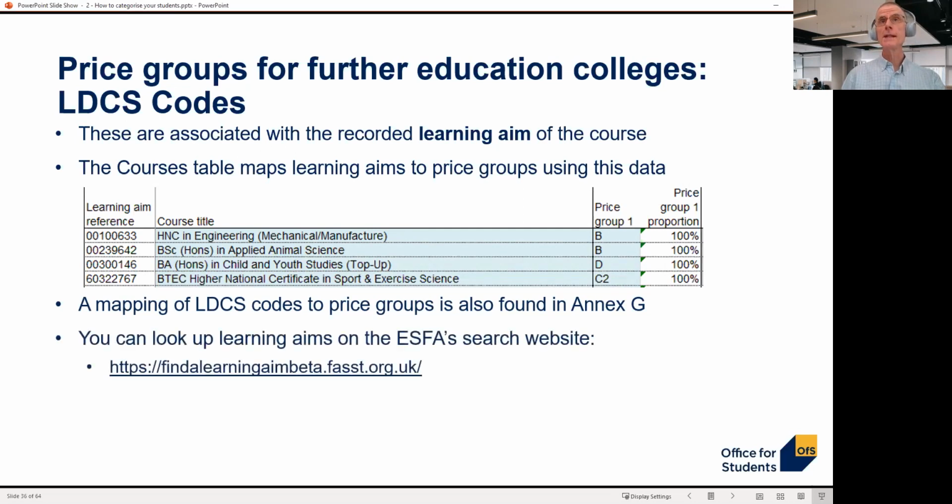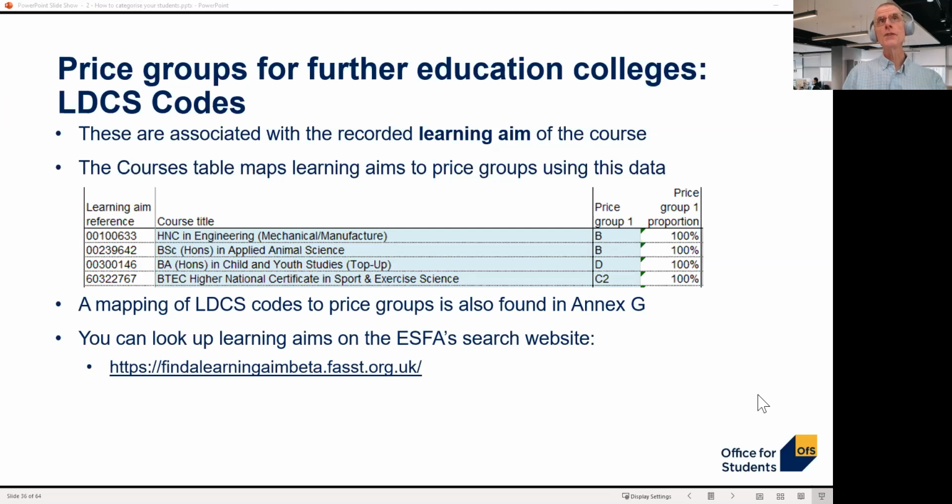You can also use the ESFA search website. They're referring to this as FALA, Find a Learning Aim. So it's find a learning aim, beta.fast.org.uk. And that's the website where you could go.